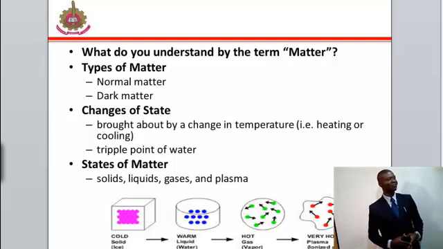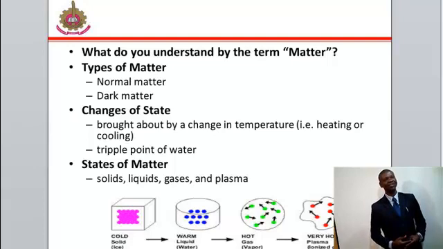Then we have the states of matter. The states of matter are solid, liquid, gas, and plasma. As you can see, again, as the temperature changes, we observe this change of matter from solid to liquid to gas and plasma. Let's talk about a little of the characteristics of each so that we will be able to differentiate them by the time we see them.